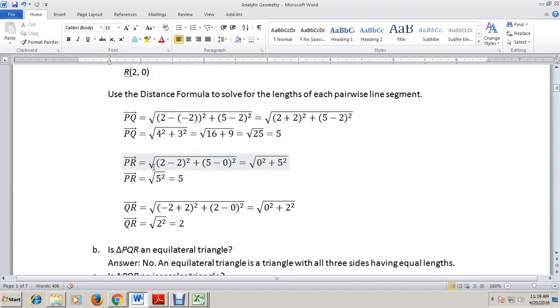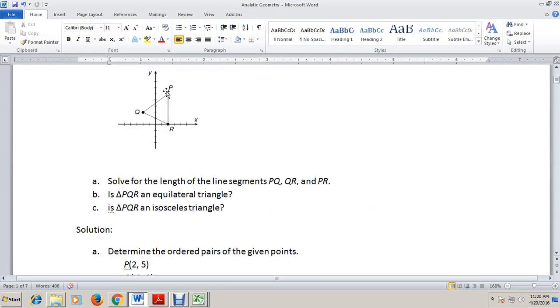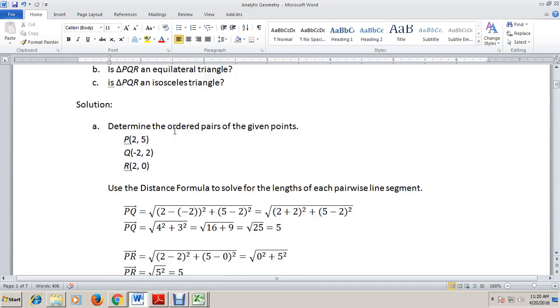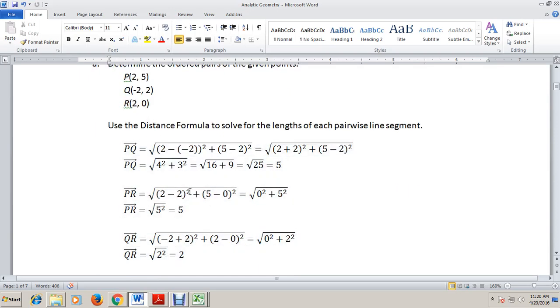Okay, so next is the line segment PR. So P and R, that would be 2 minus 2, and 5 minus 0. So 2 minus 2 is 0, squared is 0. 5 minus 0 is 5, 5 squared is 25, the square root of 25 gives you 5. So that means the line segment PR is 5 units. Next would be the line segment QR. Between Q and R, that would be negative 2 plus 2, and 2 minus 0. Negative 2 plus 2 would be 0, 2 minus 0 would be 2. That leaves you the square root of 2 squared, or 2.